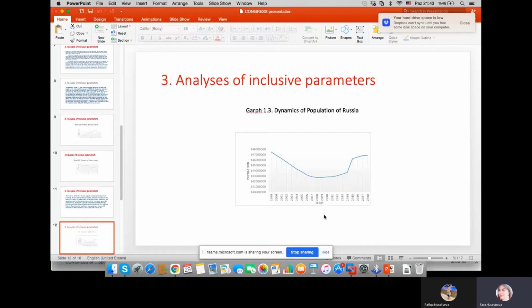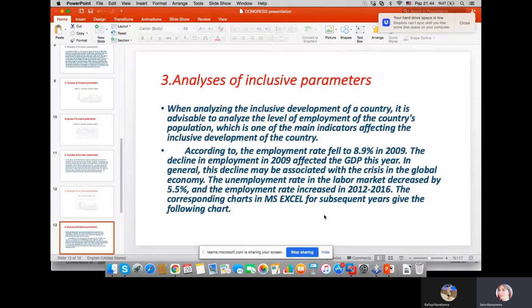And then, according to the statistical reports, the employment rate fell to 8.9% in 2009. The decline in employment in 2009 affected the GDP this year. In general, this decline may be associated with the crisis in the global economy. The employment rate in the labor market decreased by 5.5%, and the employment rate increased in 2012-2016.